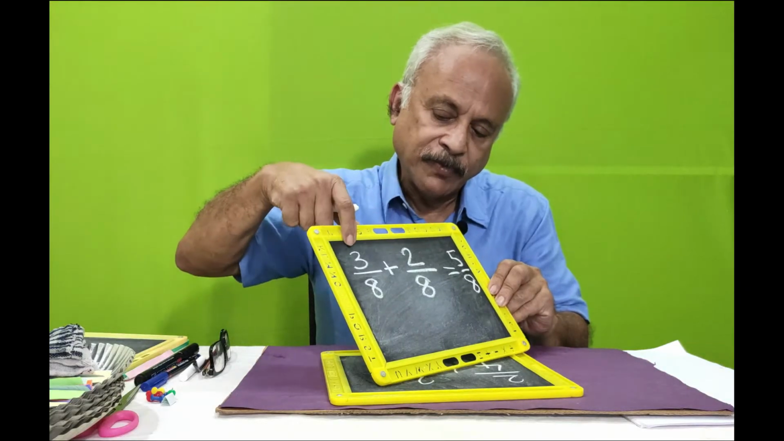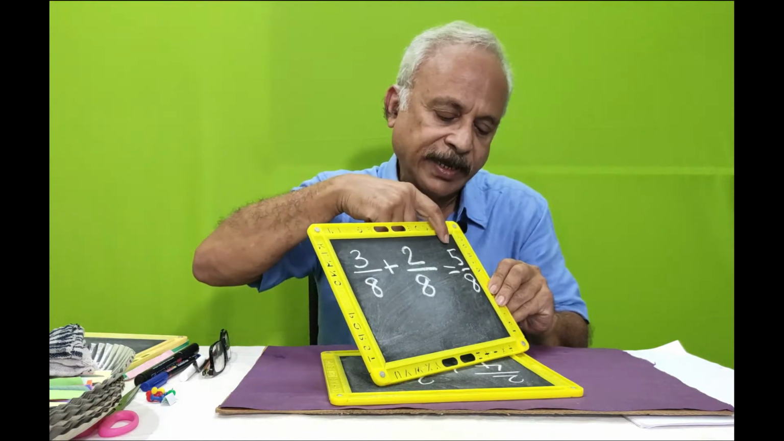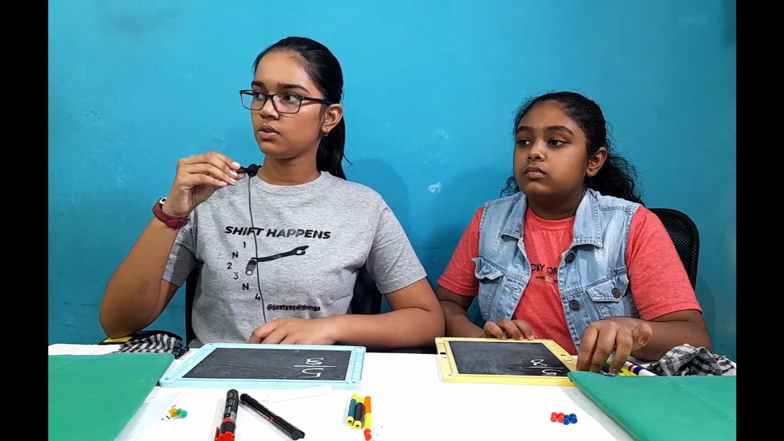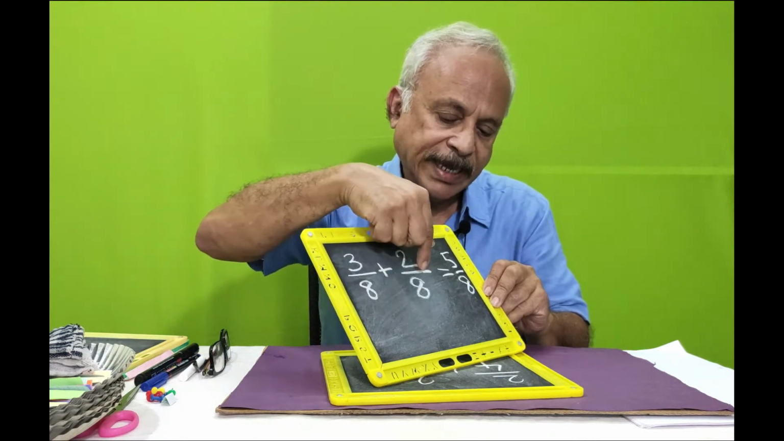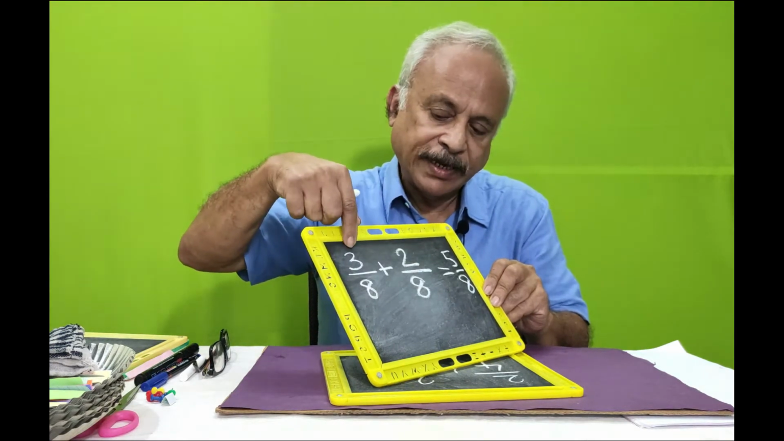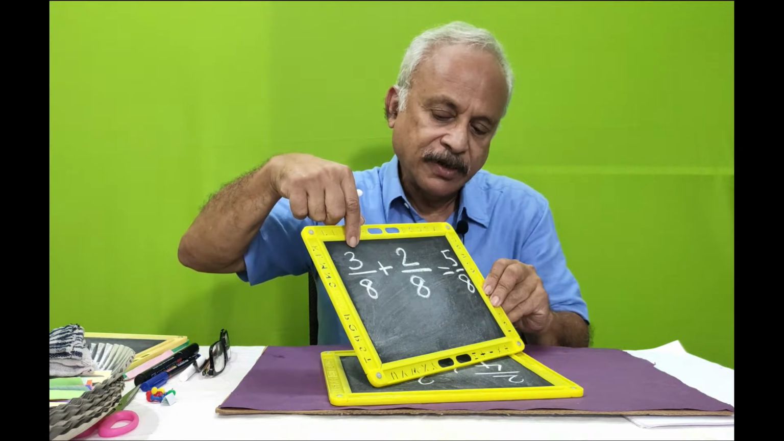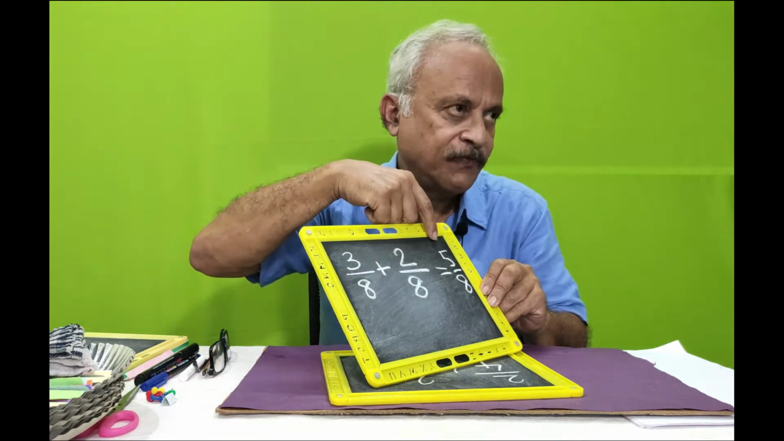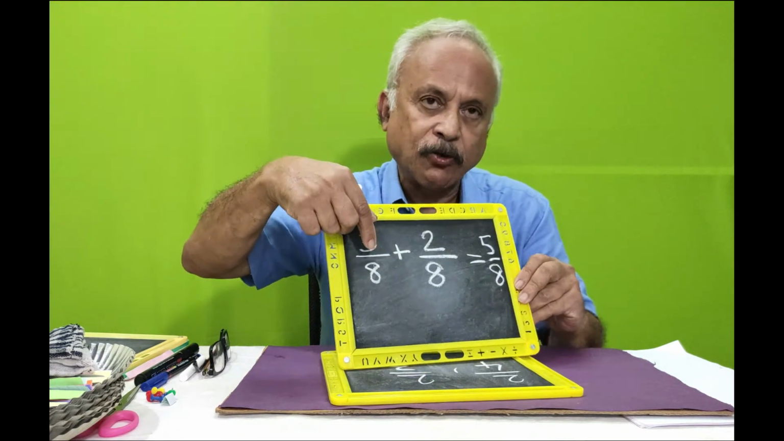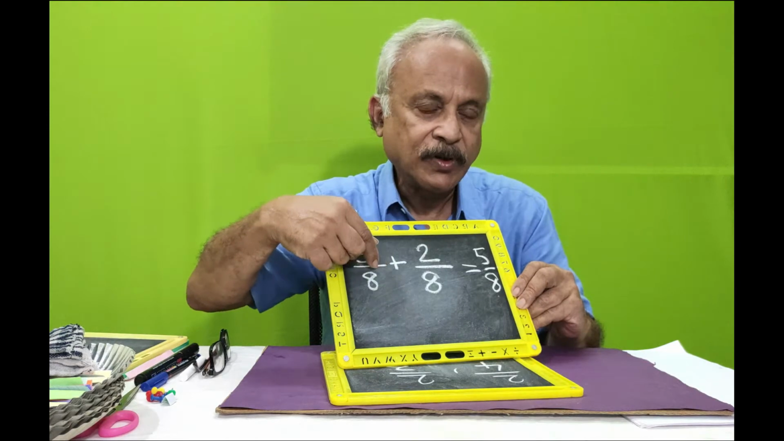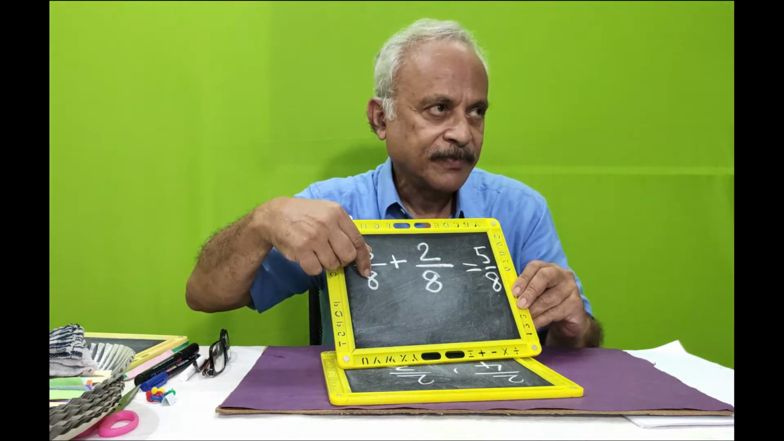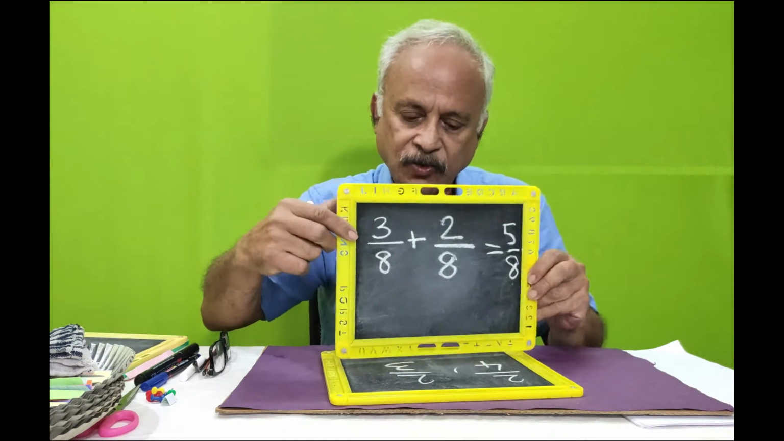Right. But from the numbers here, where did I get the 5? 3 plus 2. I did not add up the 8s. I only added up the numbers above the line. 3 parts plus 2 parts is equal to 5 parts. And the parts are all the same. The parts here are parts of 1 by 8. Okay?